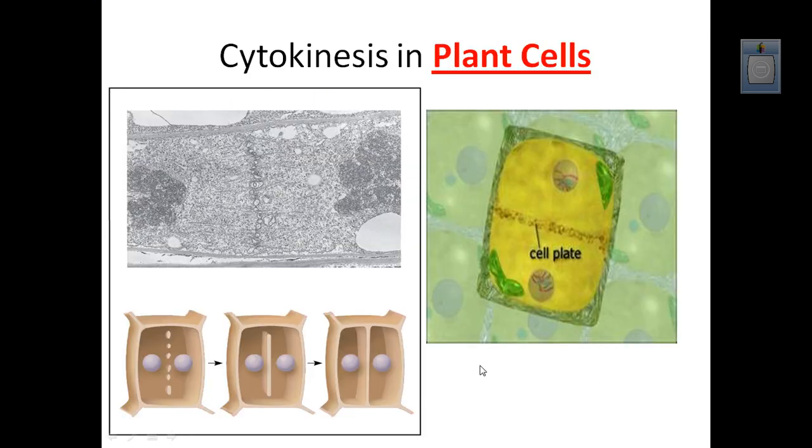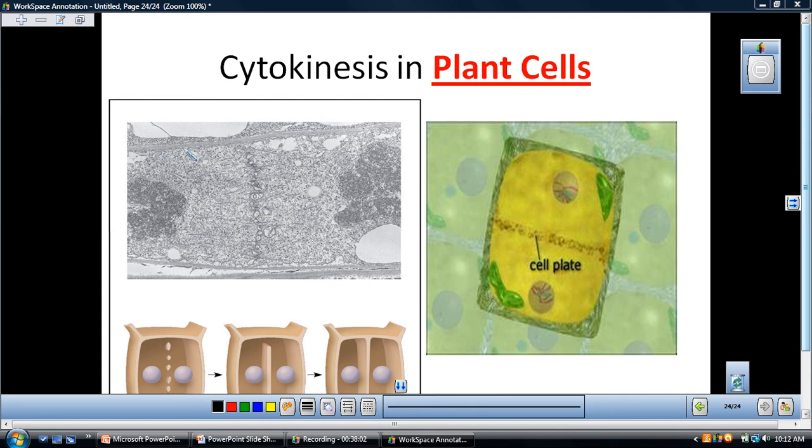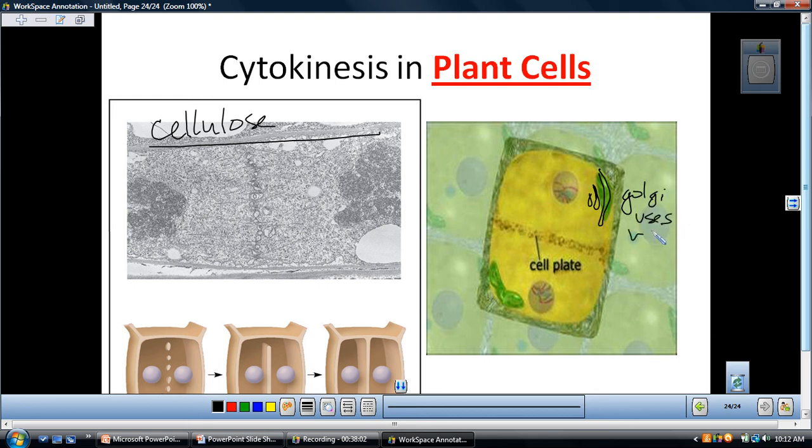Now, a difference between that and a plant cell. Look at the plant cell. Because they have a cell wall made of cellulose, they cannot pinch in. They don't have that contractile ring that pinches in. They instead have to use organelles right in here called the Golgi apparatus. They use the Golgi, which uses vesicles to produce more cellulose. So the Golgi produces cellulose, packages it in a vesicle, and watch what it does.